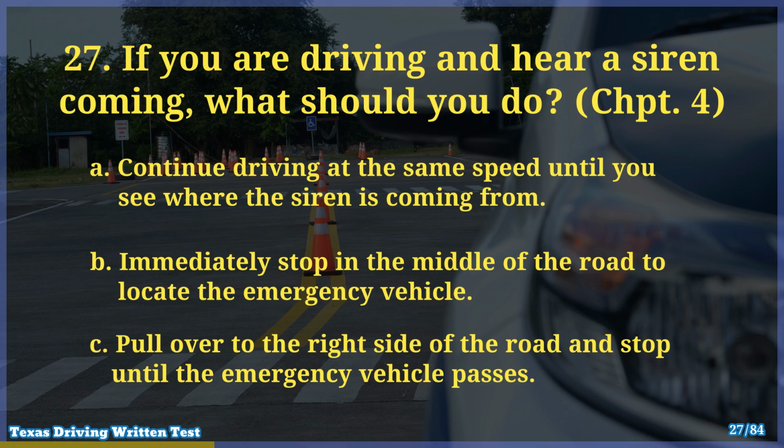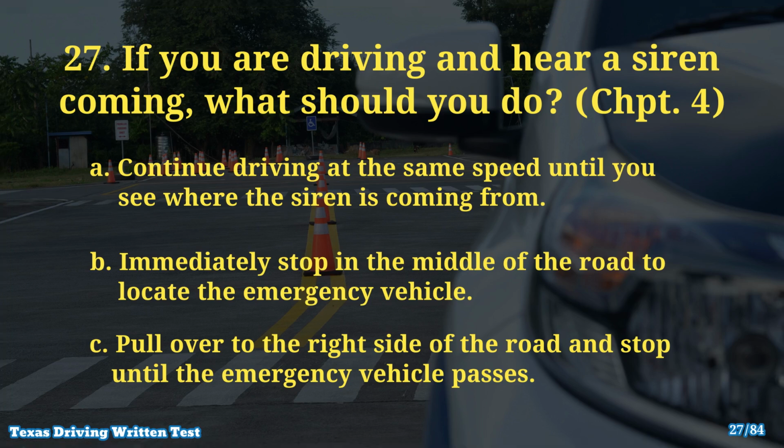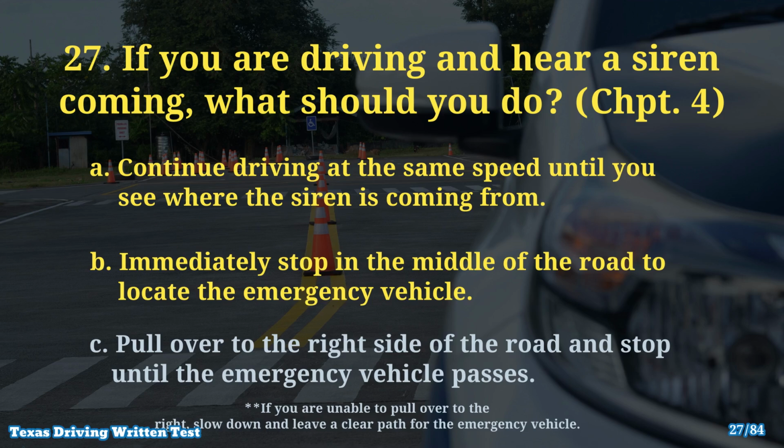27. If you are driving and hear a siren coming, what should you do? A. Continue driving at the same speed until you see where the siren is coming from. B. Immediately stop in the middle of the road to locate the emergency vehicle. C. Pull over to the right side of the road and stop until the emergency vehicle passes. Answer is C. Pull over to the right side of the road and stop until the emergency vehicle passes. If you are unable to pull over to the right, slow down and leave a clear path for the emergency vehicle.